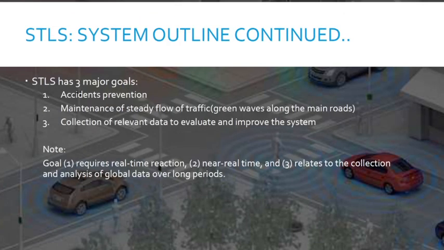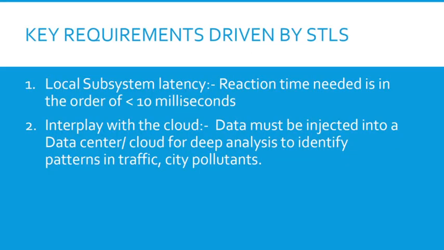Now in this STL system outline, it has three goals: accident prevention, collision-relevant data to evaluate and improve the system, and maintaining safe flow of traffic, that is, a green wave along the main road. Goal one requires real-time reaction, second requires near real-time, and third relates to the collection and analysis of global data over a long period. The key requirement driving this is first local low latency, that is, a reaction time on the order of less than 10 milliseconds.